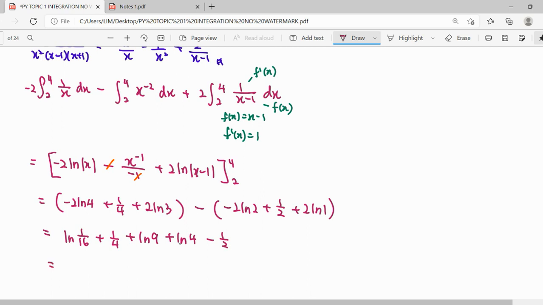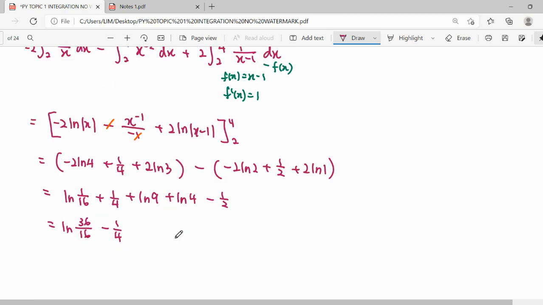Okay, so here will become ln. When you ln plus ln, they will be multiplied together. 36 over 16. So 1 over 4 minus 1 over 2 will become negative 1 over 4. Simplify. Okay, so this is the answer in terms of ln, or I can accept decimal. We can press our calculator straight away.